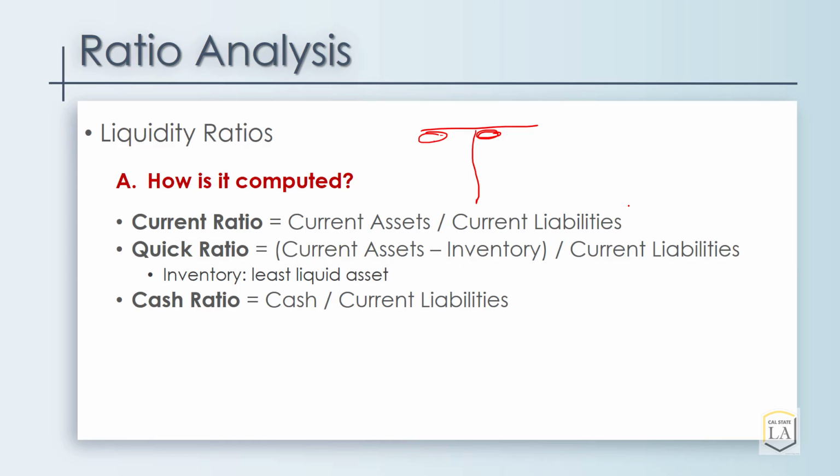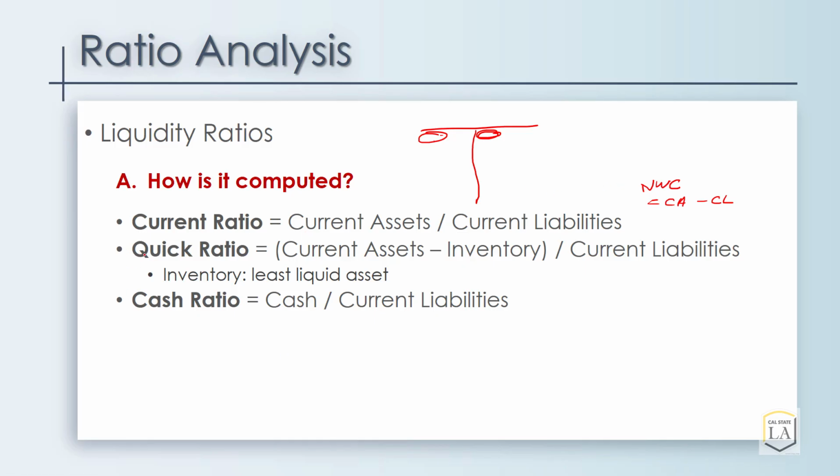So it is very closely related to net working capital. When we were computing net working capital, it was current assets minus current liabilities, so we were taking the difference between the two. Now we are taking the ratio between the two, and that will be the current ratio. So the current ratio and net working capital will be closely related.